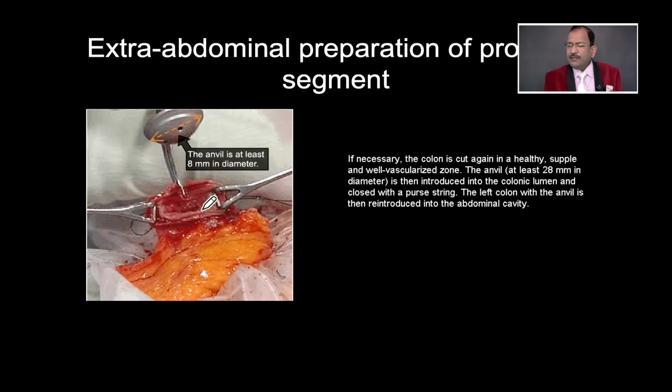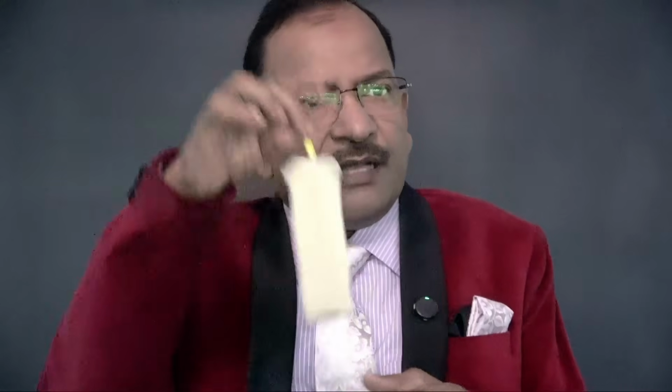And after removal, in the proximal healthy area, you will put the anvil. This is the anvil. A circular stapler is a must for colorectal surgery, and this is the anvil. So in the proximal part you will drop this anvil, and after dropping it, you will apply a purse string suture. This purse string suture will be applied, it is ready.